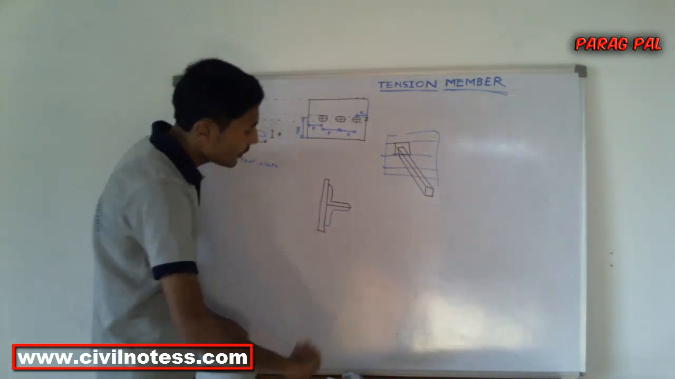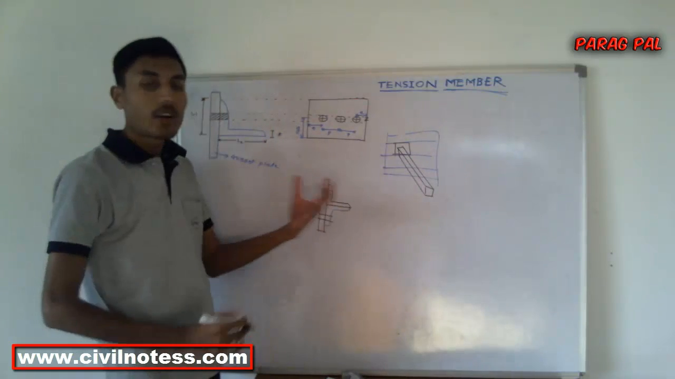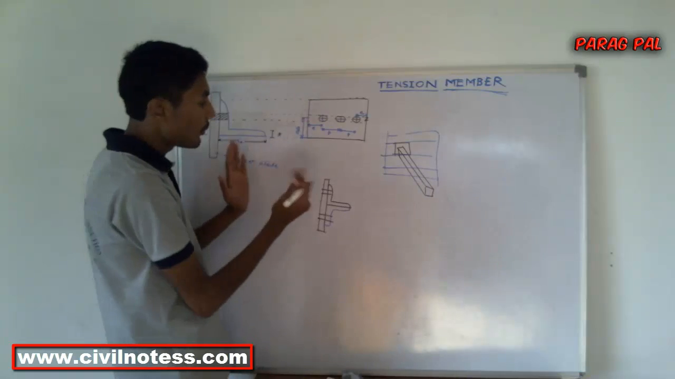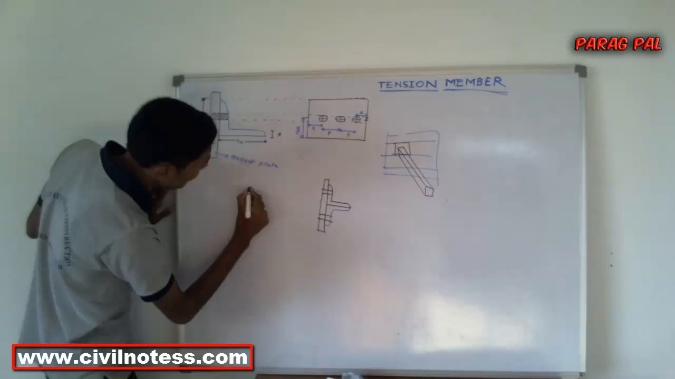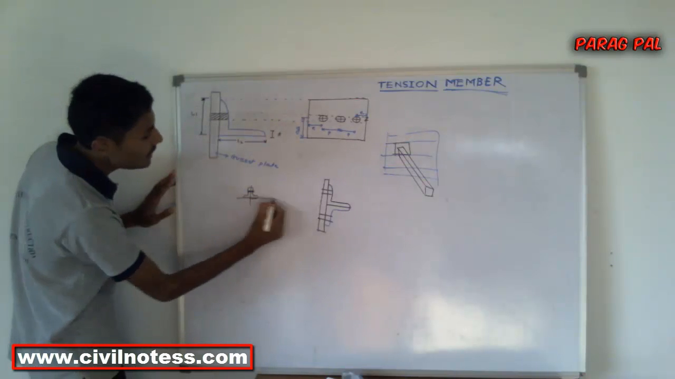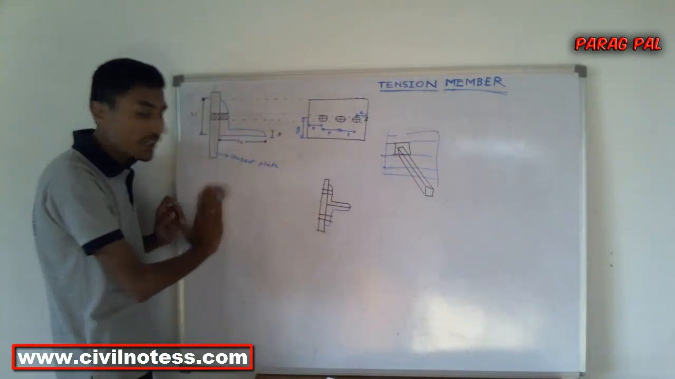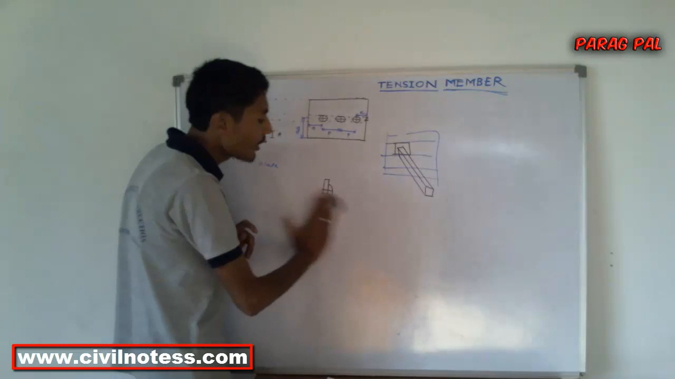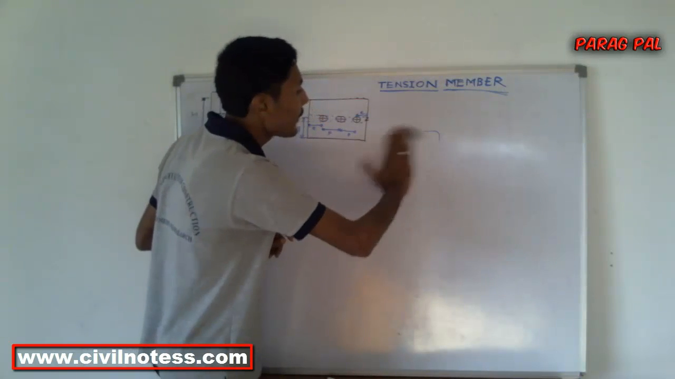In that way you can bolt these two. It may be on this side, or on that side, or on the opposite side. This is what the steel structure is all about, and you can bolt this way. These are the different types of connection which come under tension members and compression members also. These are the basic parameters you have to know.